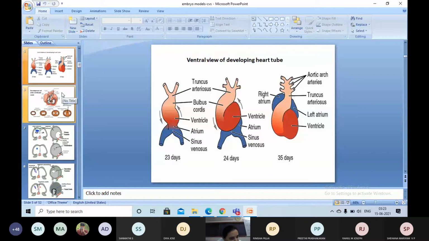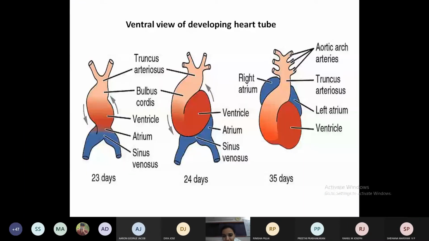Did you understand something? Yes or no? Yes, ma'am. Later on you can refer to that. It's a very nice video to understand how the heart tube gets folded. Now we'll see how the different chambers of the heart develop, and how the interatrial and interventricular septa develop.